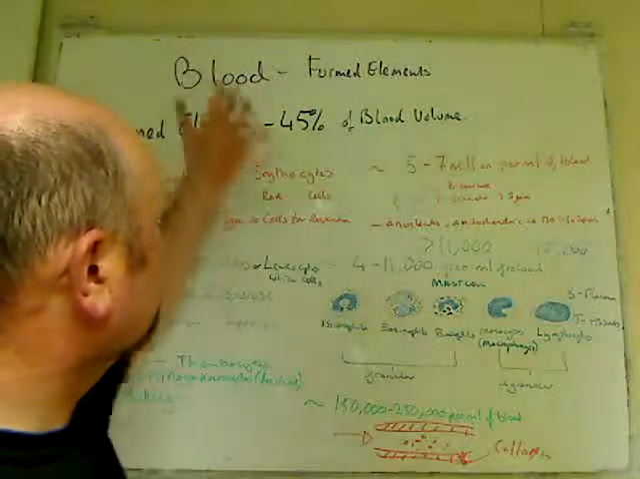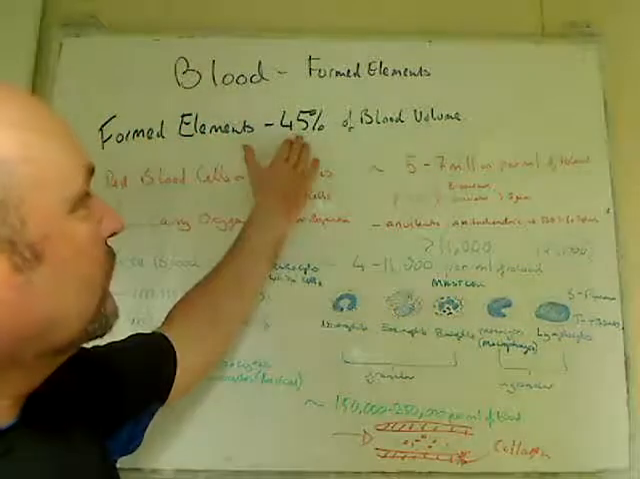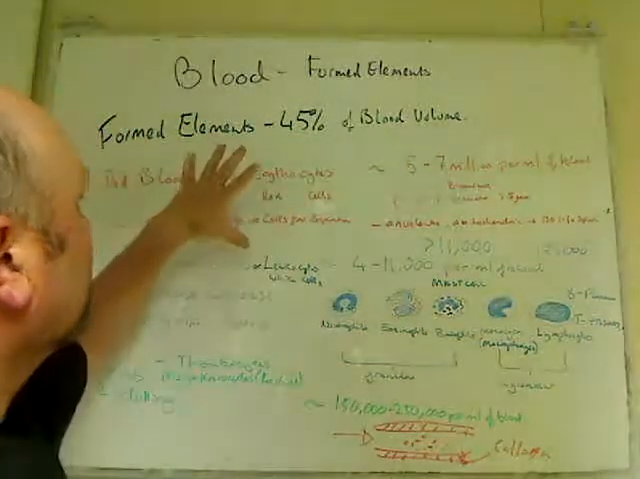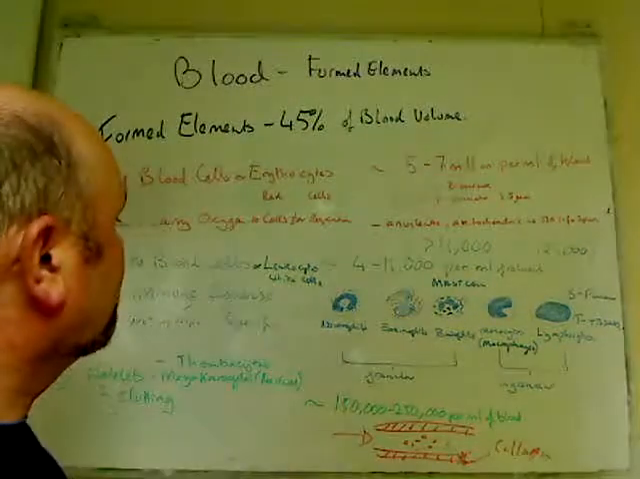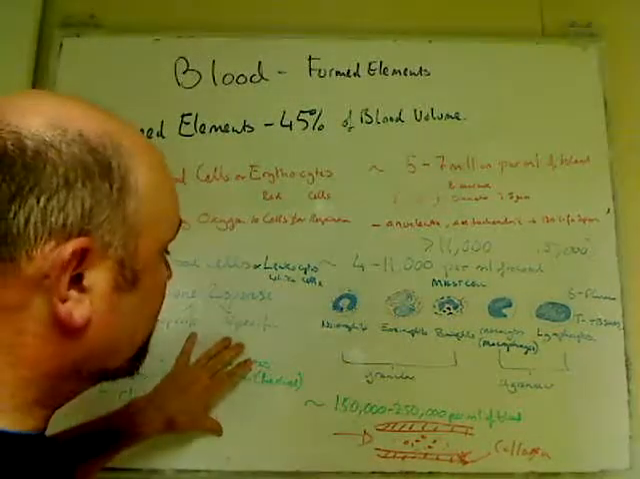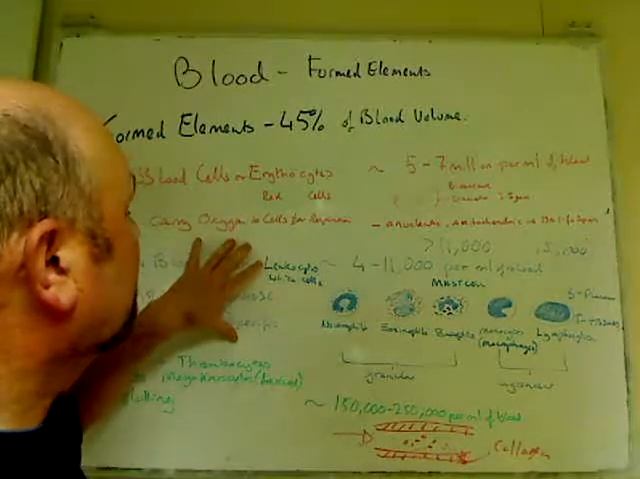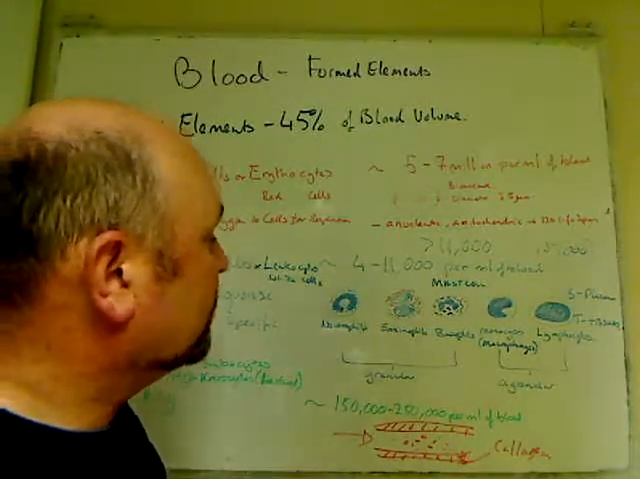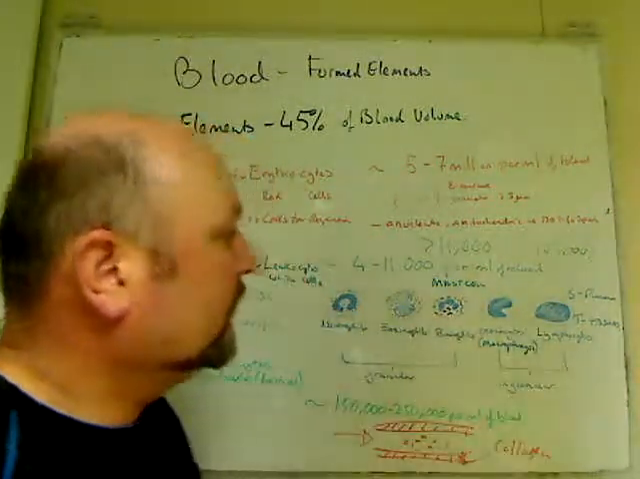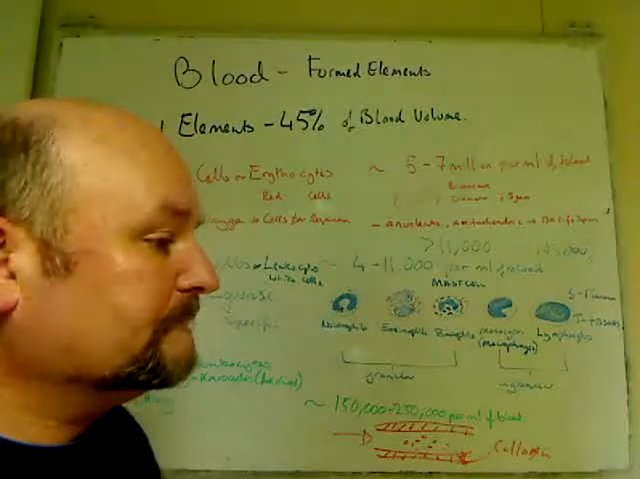So these are our three formed elements making up 45% of the blood volume. Most common, red blood cells. Next most common, platelets, and then followed by white blood cells. And we have our 5 types of white blood cells, and with their basic functions.